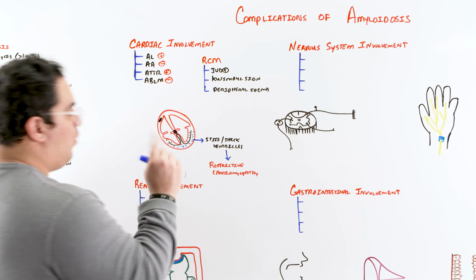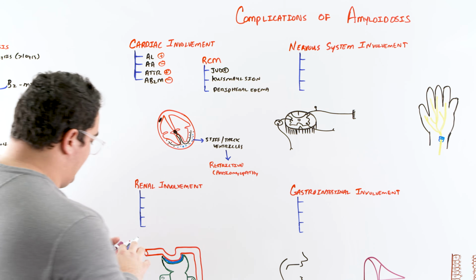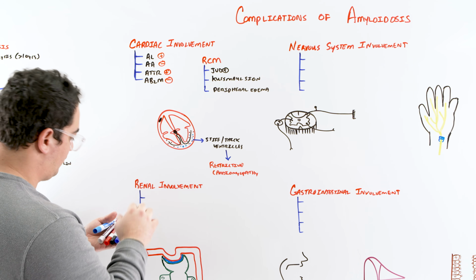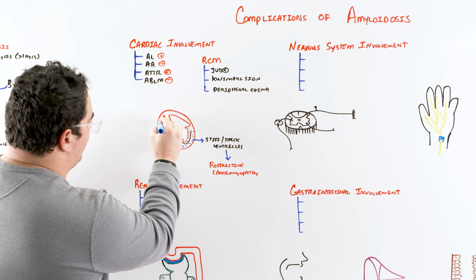But there's one other thing that can happen. Imagine that these things deposit along parts of your conduction system.